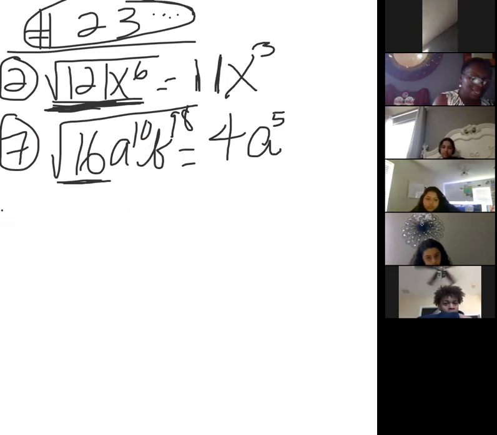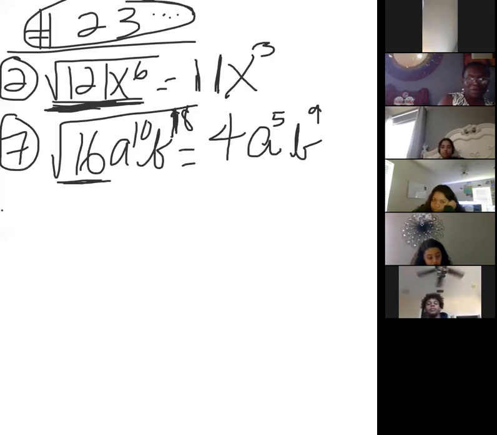Okay. And then you want to keep the b. By the way, this is 18 right here. And you want to take the index, which is 2, and divide it into the power. 2 goes into 18. How many times? 9 times. Okay, so this would be your answer right here. By the way, you will be seeing some of these questions on the test. So hopefully you guys will be okay with this. Now number 8, and then I will talk to you about something else.